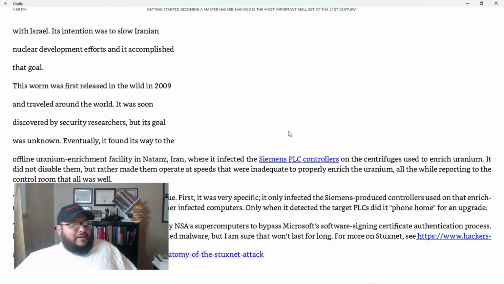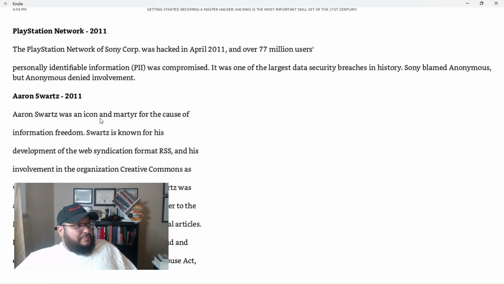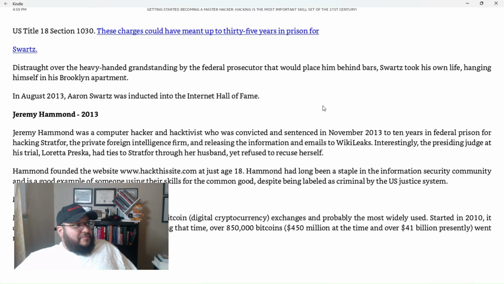Stuxnet. Stuxnet is a good one. The PlayStation Network was attacked. I remember when this was attacked. So if you want to read some information on that, you can read it, and the actors involved.